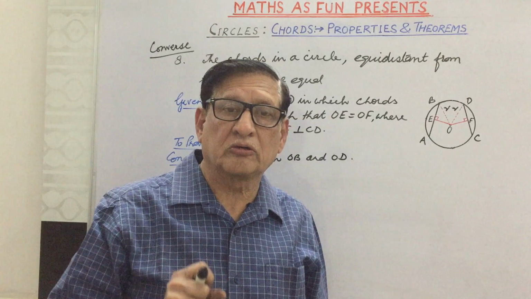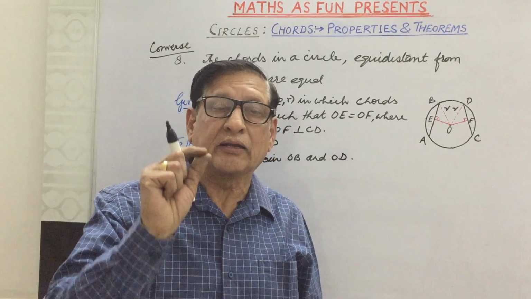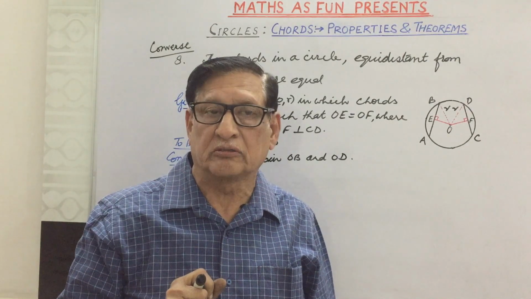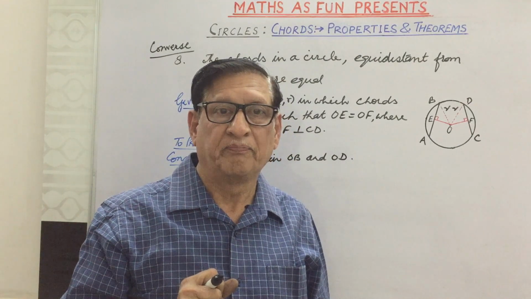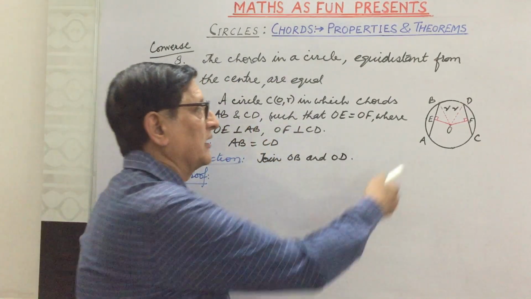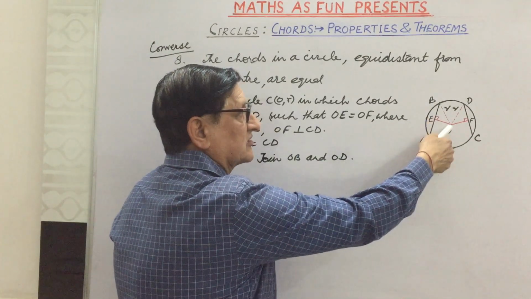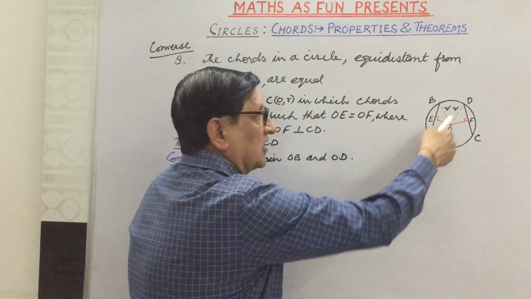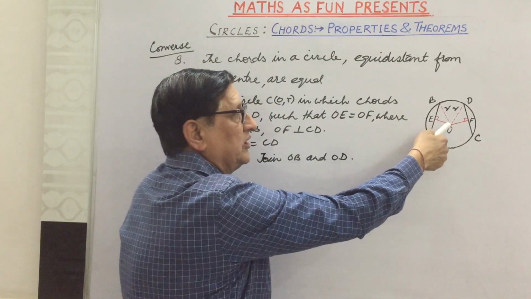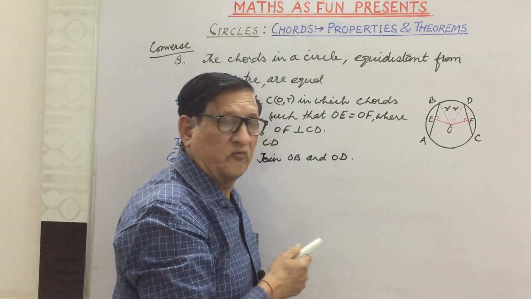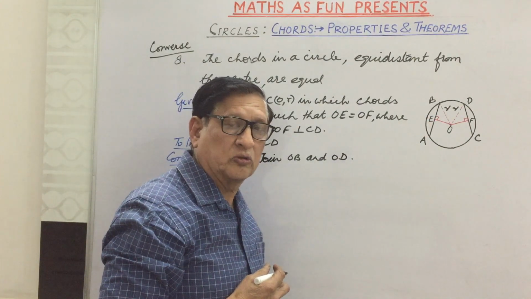The converse of this theorem is that if we have any two chords which are at equal distance from the center of a circle, then the chords are equal. How to prove this? The diagram is here. We have drawn a circle with center O and radius R. In this, two chords AB and CD are given such that the distance of them from the center, that is OE and OF, are equal, where OE and OF are perpendiculars drawn from the center to the chords.